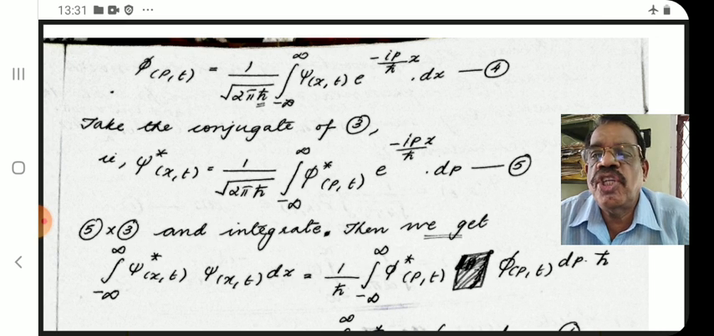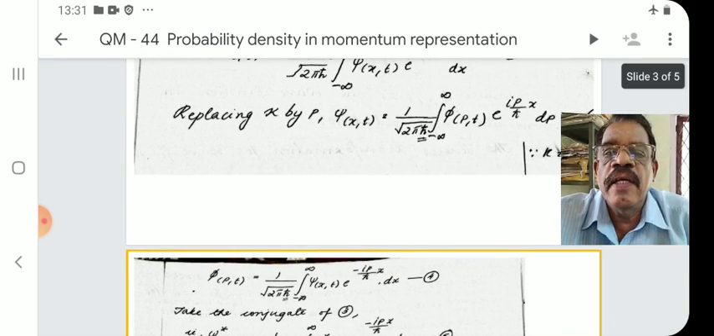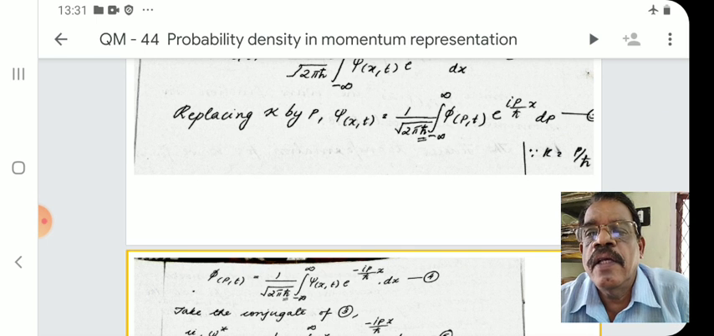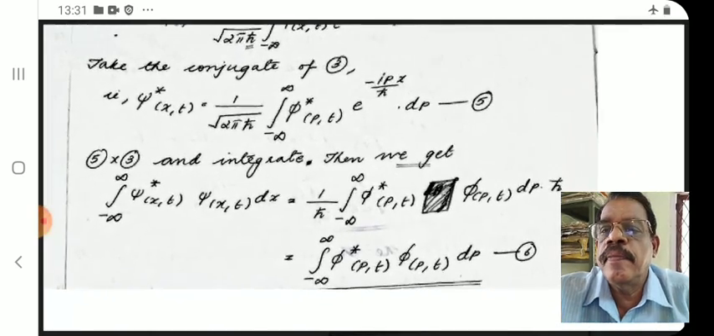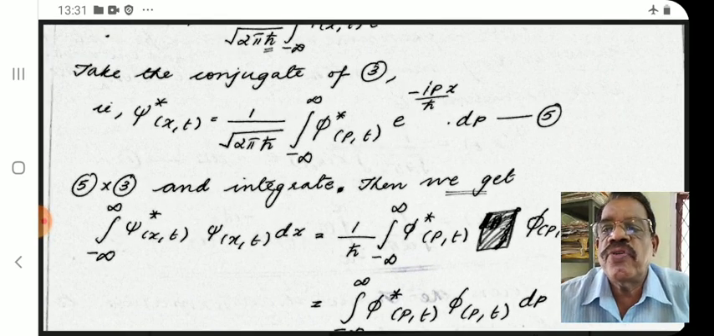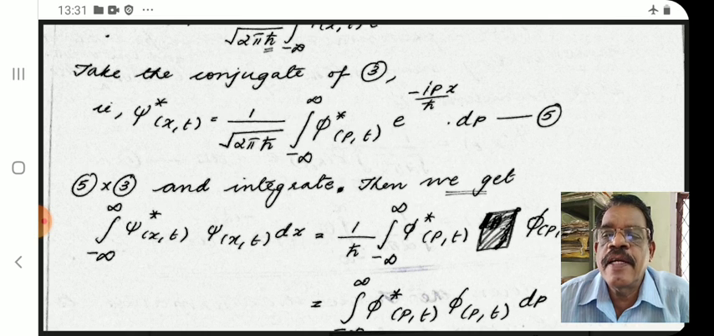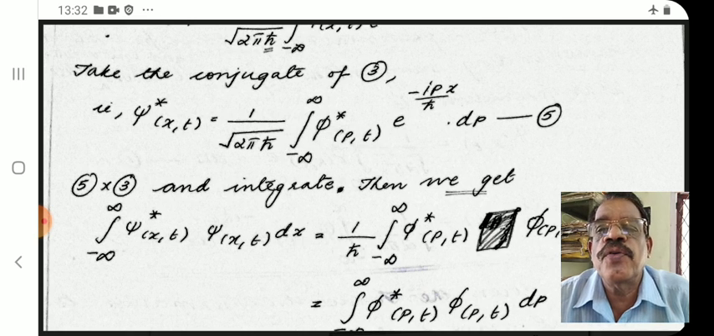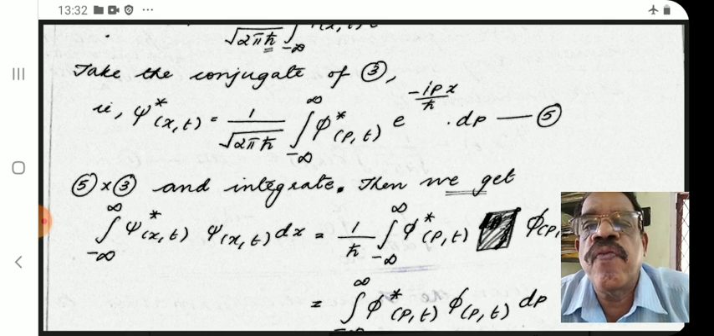Take the conjugate of equation 3. What is equation 3? It is written here. So for the conjugate, we have to take the star. Taking the conjugate of equation 3, ψ*(x,t) = 1/√(2πħ) ∫ from −∞ to +∞ φ*(p,t) e^(−ipx/ħ) dp, equation number 5.